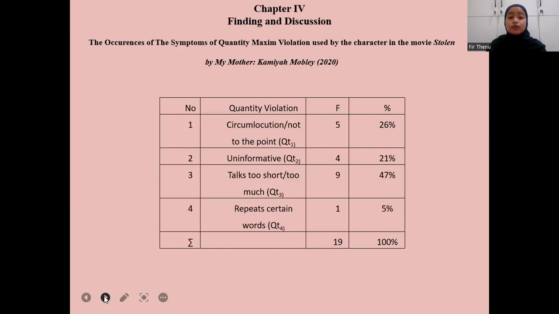The characters tend to violate 4 maxims, which are the quantity maxim, quality maxim, relevance maxim, and manner maxim. And to answer the second question, to find the most dominant maxim, it is the quantity maxim. Among the 4 maxims, the quantity maxim was in the highest amount.